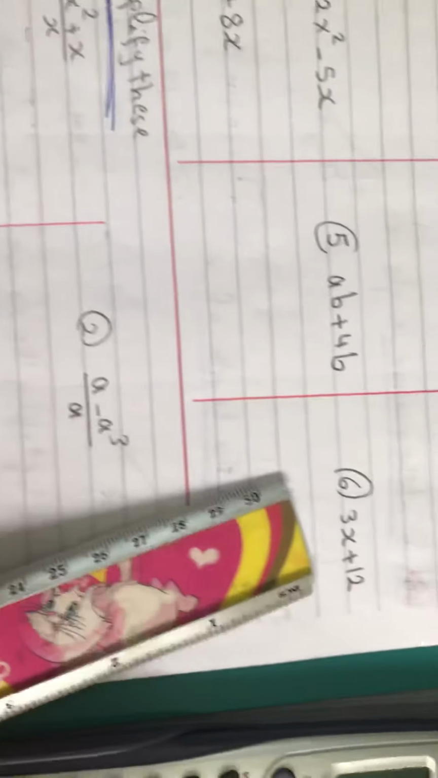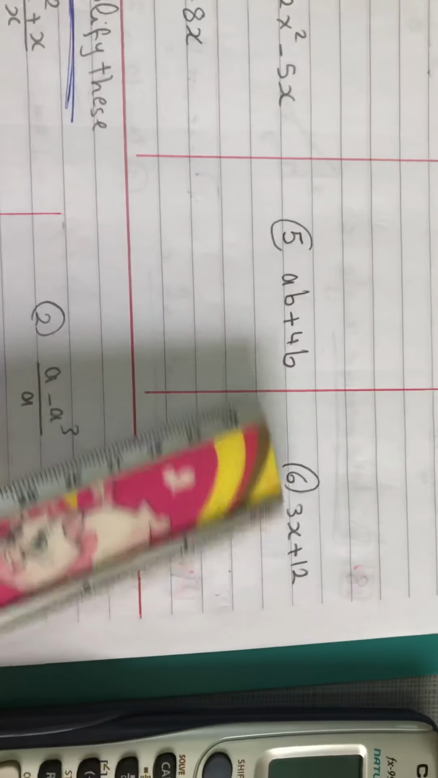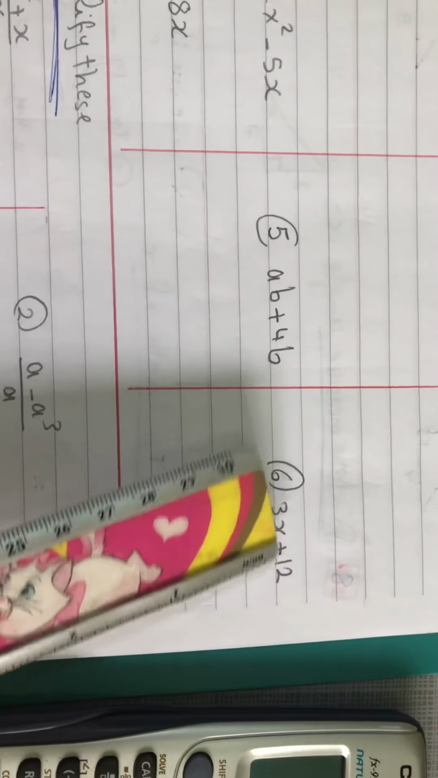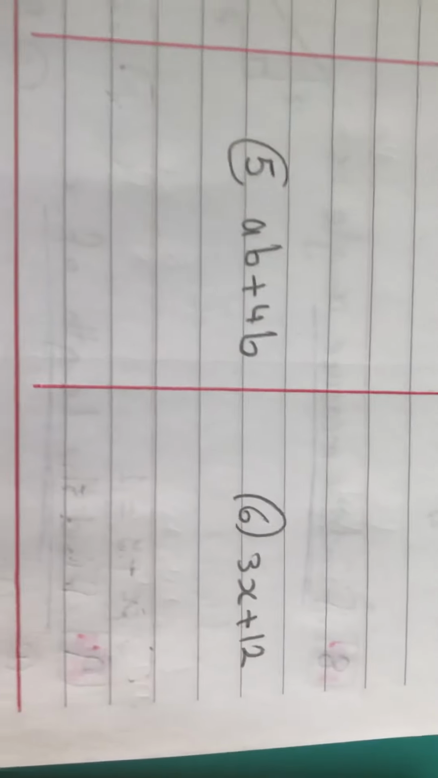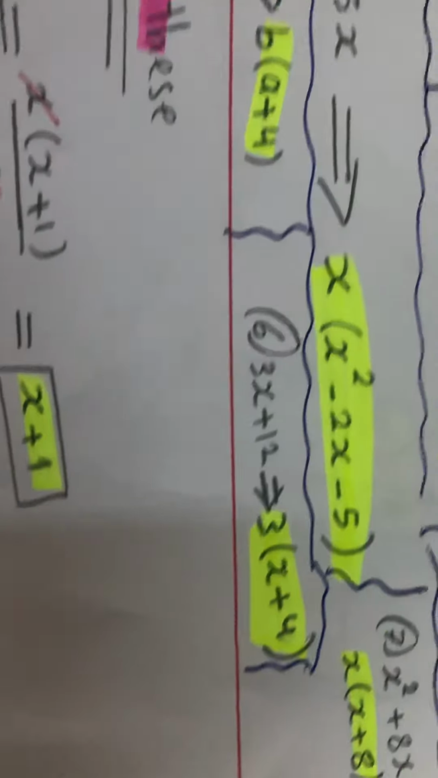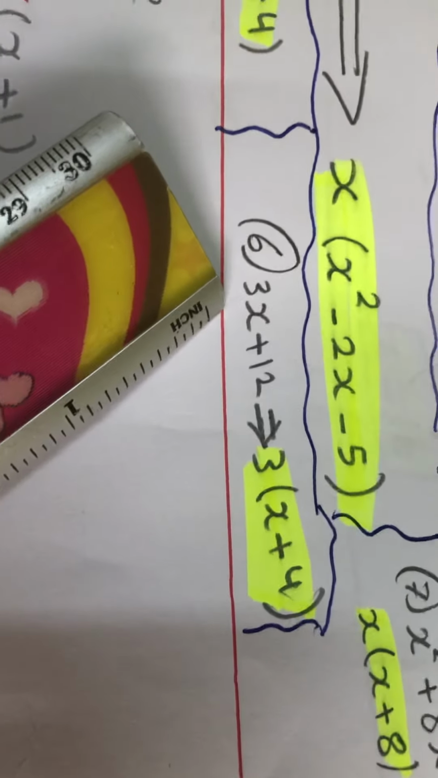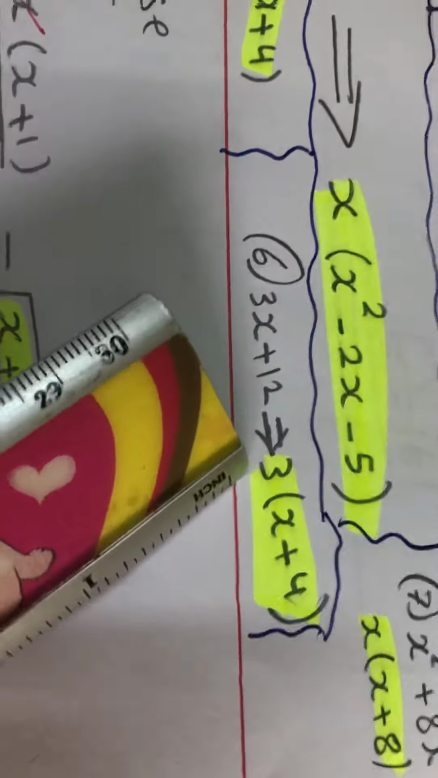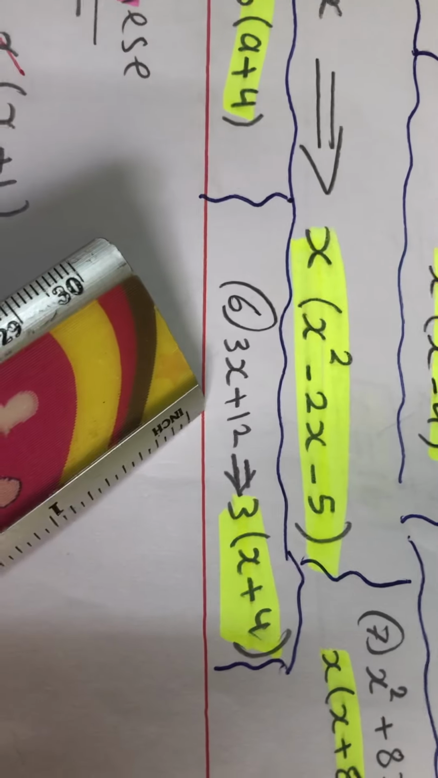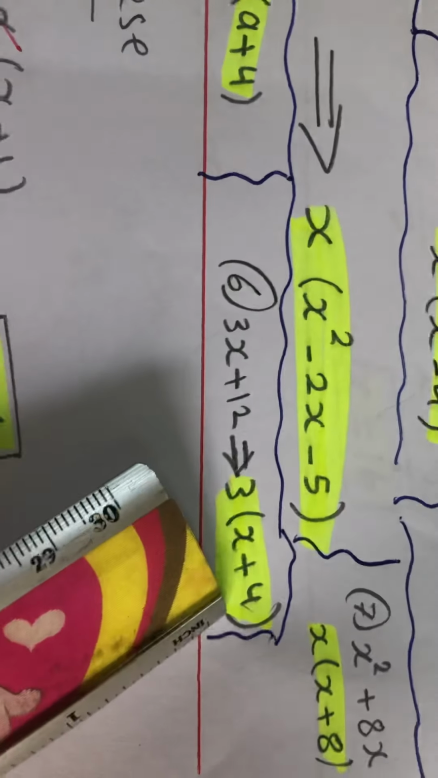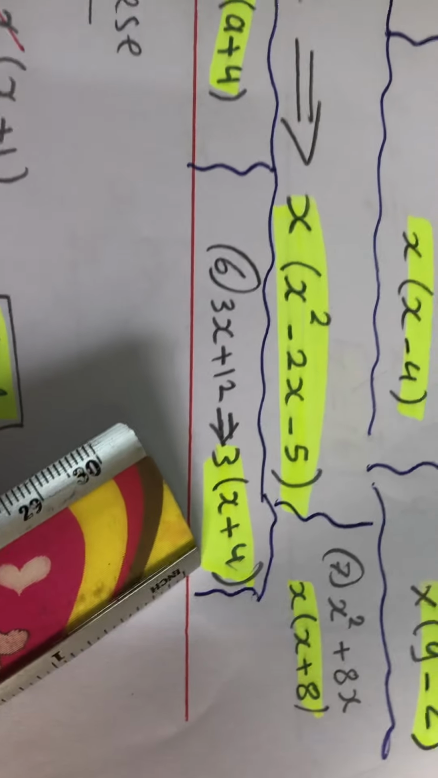In number 6, 3x plus 12. What is the common factor here? The common factor will be between numbers, and there is no common factor between variable. Okay, so here this is number 6. I'll take 3 as a common factor and open brackets. 3x divided by 3, cancel 3 with 3. What's left? X. 12 positive divided by 3 equal 4 positive. So the factors will be 3 multiply x plus 4.